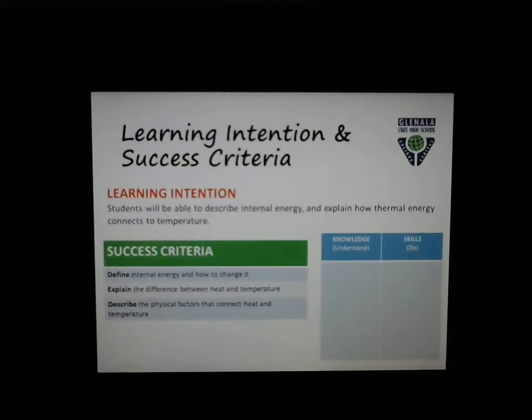Here are the learning intentions and success criteria for this chapter. Please pause the video and attempt to complete the knowledge and skills table down here.